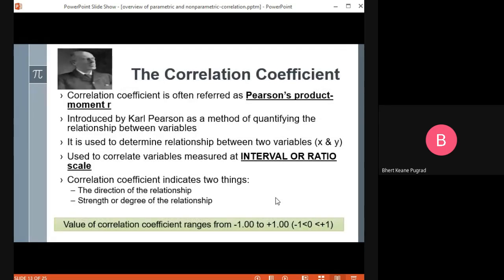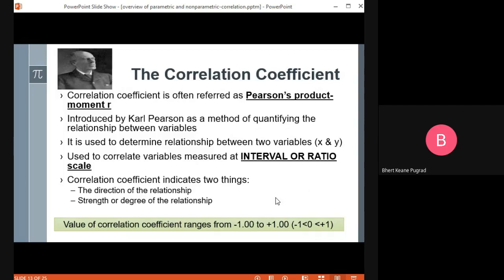So what is correlation? So the correlation coefficient is often referred to as your Pearson's product moment or the Pearson's product moment r. This was introduced by Karl Pearson as a method of quantifying the relationship between variables, and these variables are either interval or ratio scale. So variable sila because dalawa, we have the variable x and your variable y.